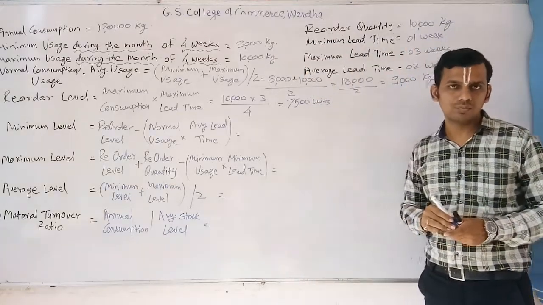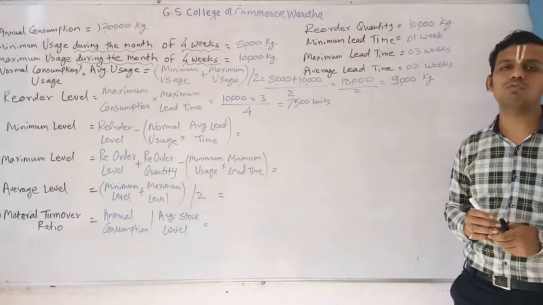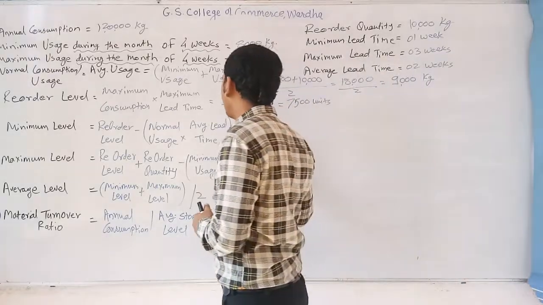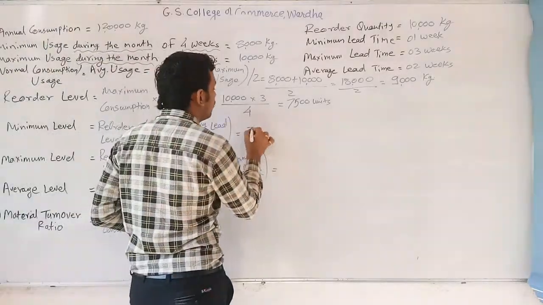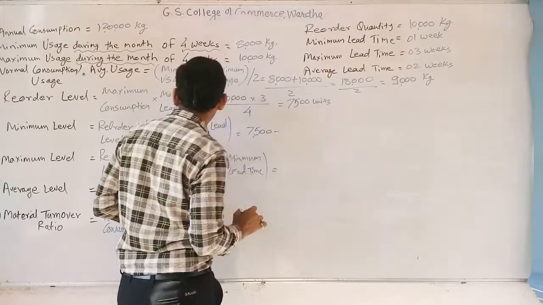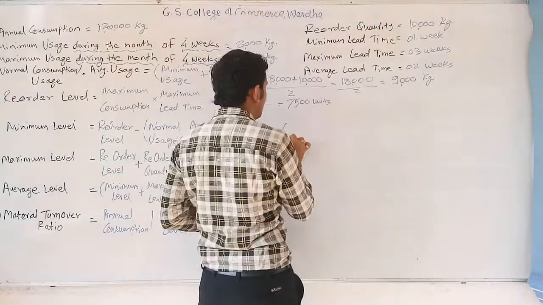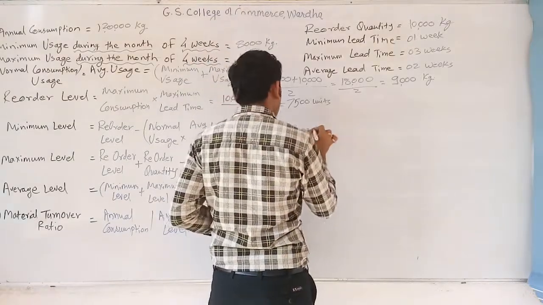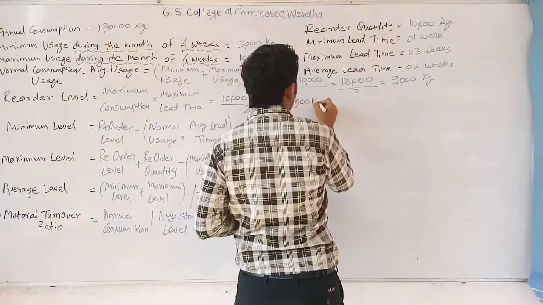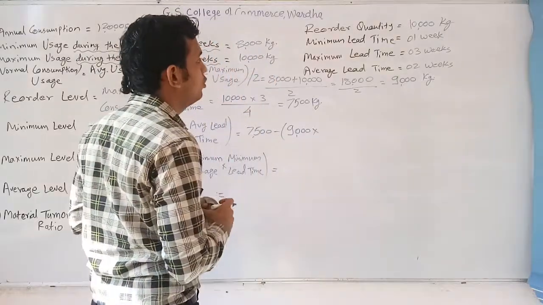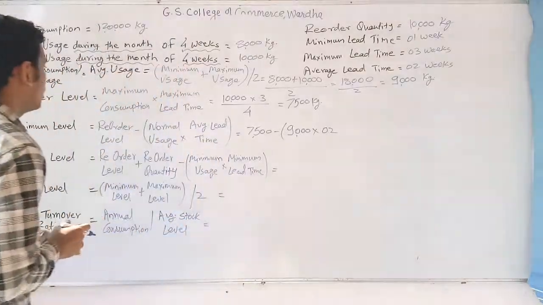7,500 units. The second thing is minimum level of stock. The formula for calculation of minimum level of stock is reorder level minus normal usage into average lead time. Here reorder level is 7,500 units minus normal usage, we have calculated the normal consumption. It is 9000 kg multiplied by average lead time. It has already been given in the question. Average lead time is 2 weeks.